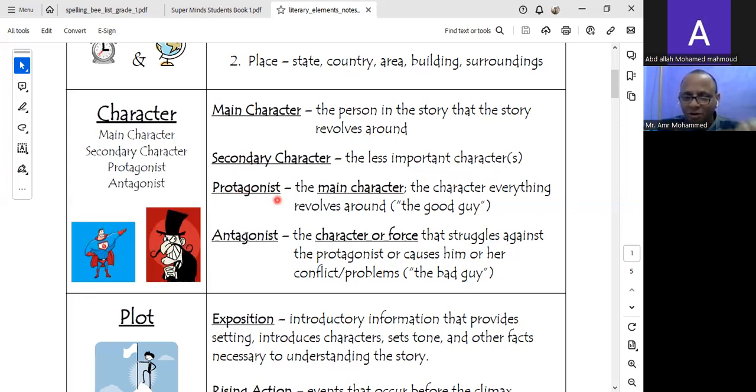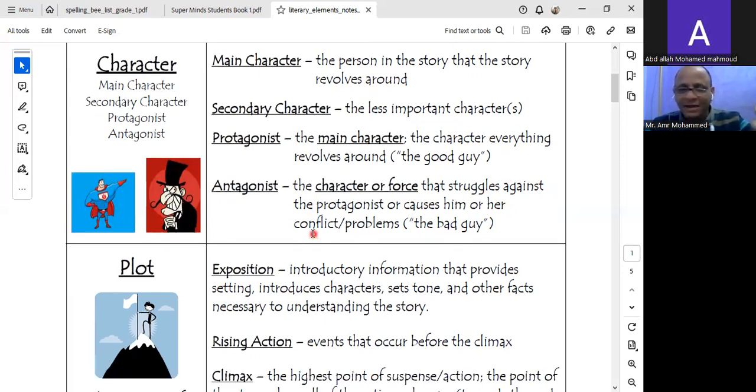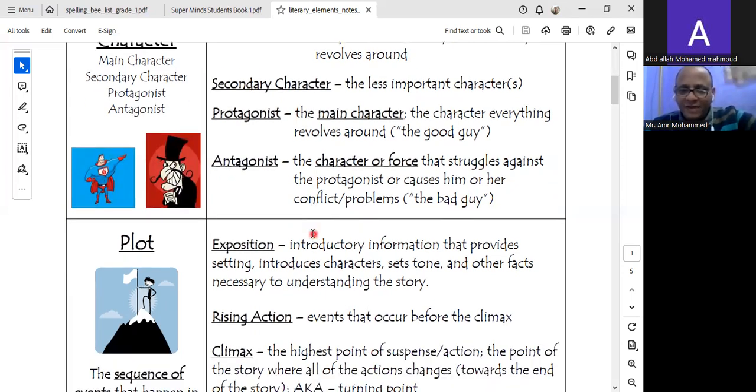What is the protagonist and what is the antagonist? The protagonist is the main character, the character everything revolves around. He is the good guy. He has a good intention. And the antagonist is the character or the force that struggles against the protagonist or causes him or her a conflict, a certain problem. It's the bad guy, the other force that makes the action rise, that forms the rising action.